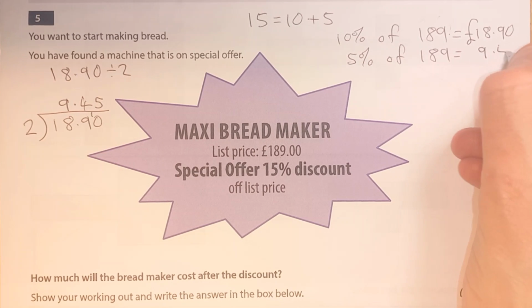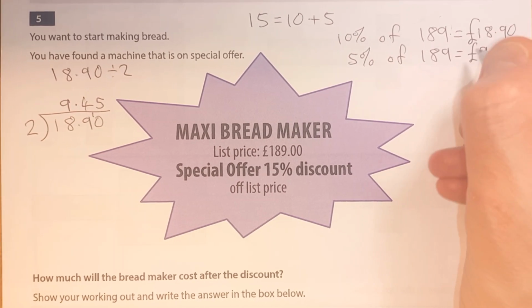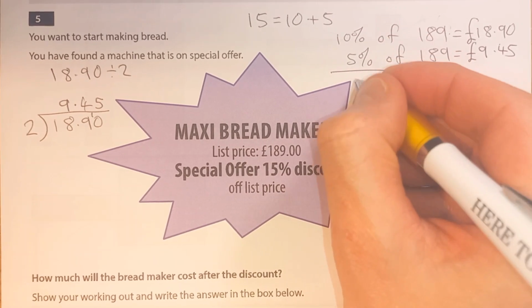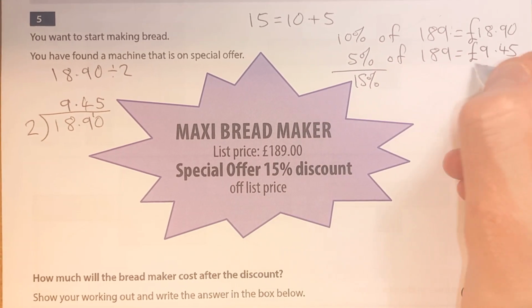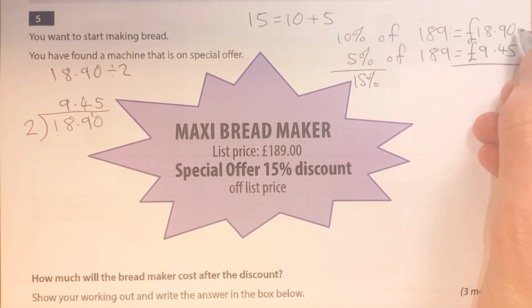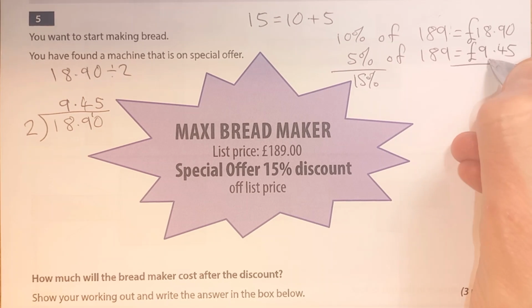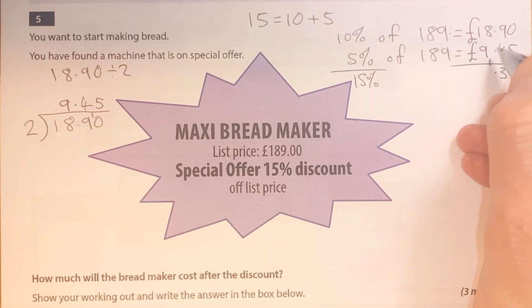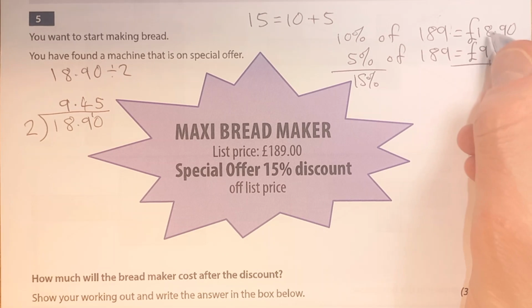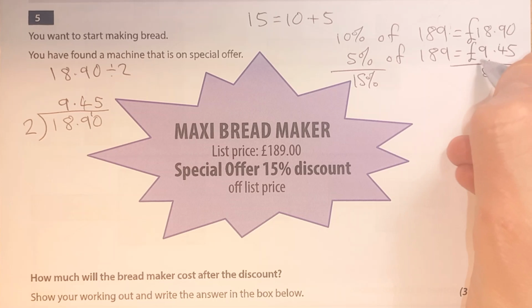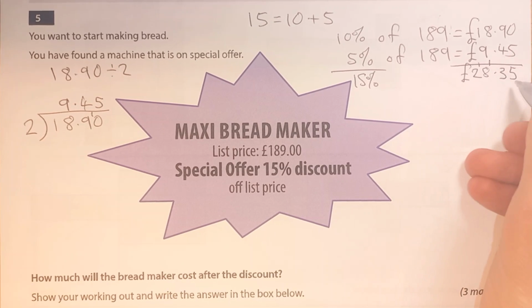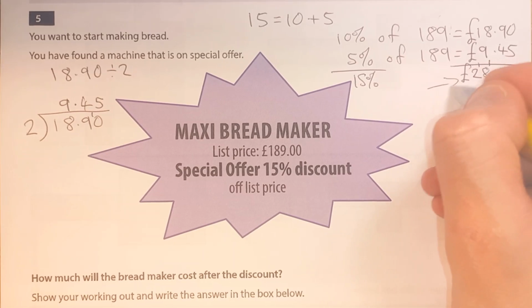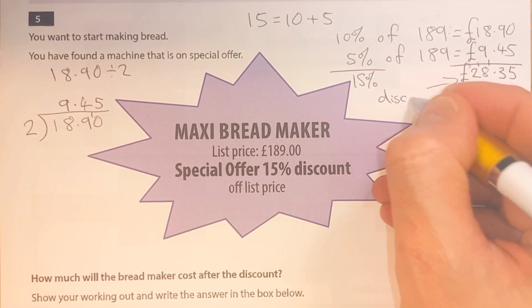So £9.45. If we want 15%, well, 10 plus 5 is 15%. So we need to add these two together. 0 plus 5 is 5. 9 plus 4 is 13. Bring down the decimal point. 8 plus 9, well, we can do the 9 plus 1 first to make 10, plus the 8 is 18. And 1 plus 1 is 2. So we've got £28.35. Now that is the discount.